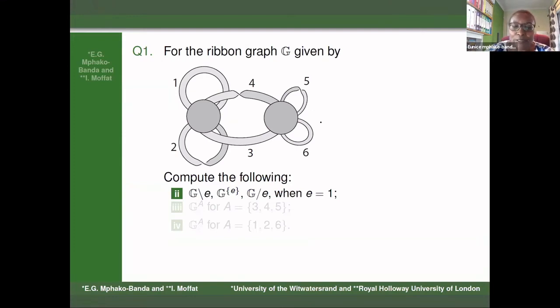Once you've done that, you can also try, just to be sure, to find the partial dual of G with respect to A, where A is the edge set {3, 4, 5}, and try to find the partial dual of that. You can also try to be adventurous and find G delete A, G contract A. You can do anything there.